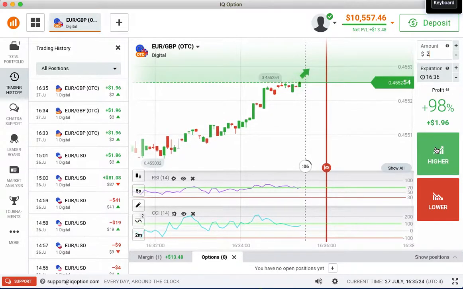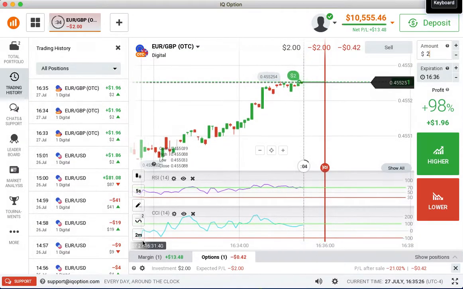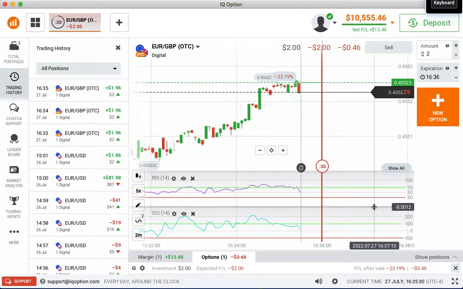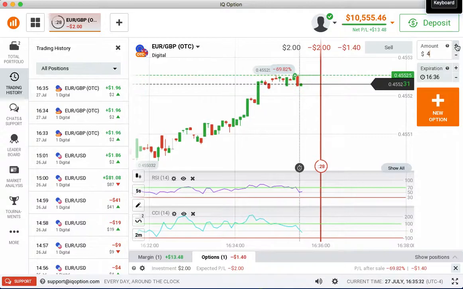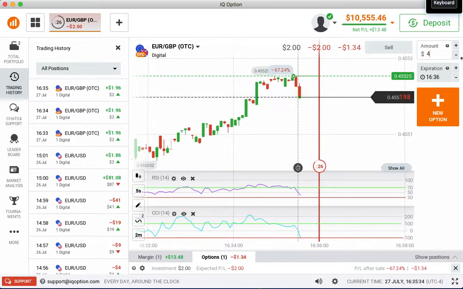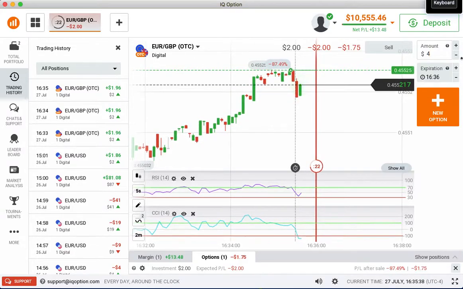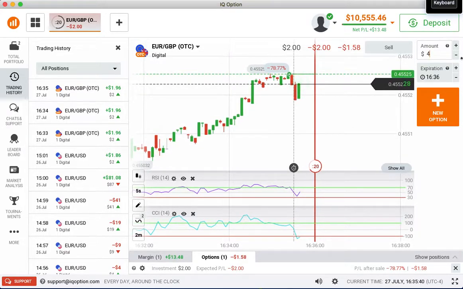So here we buy again for two because both indicators CCI and RSI are above their halfway point, above the 50. So we buy, right, and we wait, right? Next in line would be four if two loses, but it's okay for two to lose, right?